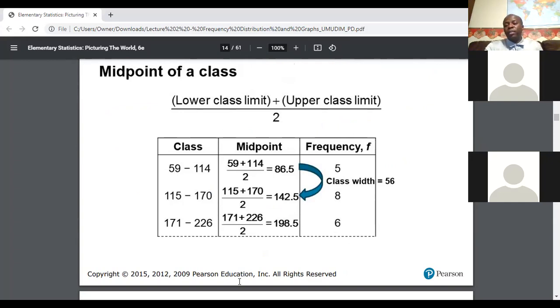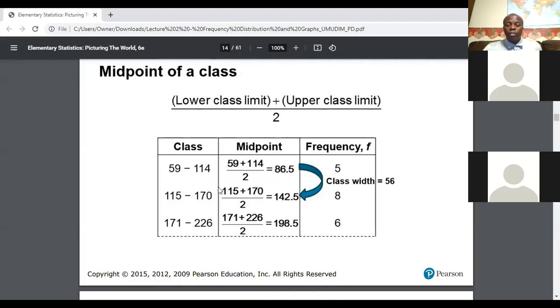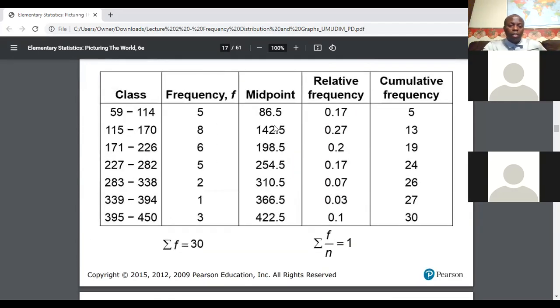So you have to put it the correct way in the calculator: open the bracket, 59 plus 114, close it, divided by 2. You got 86.5, and you can see it's written there, okay? 86.5. Through the same process for this one and that one, you get 142.5, and you get the rest of them, which you can see right here. Okay, you can see all the midpoints right here. So this number plus this number divided by 2 gives me this one. This number plus this one divided by 2 gives me that one, and so on and so forth.